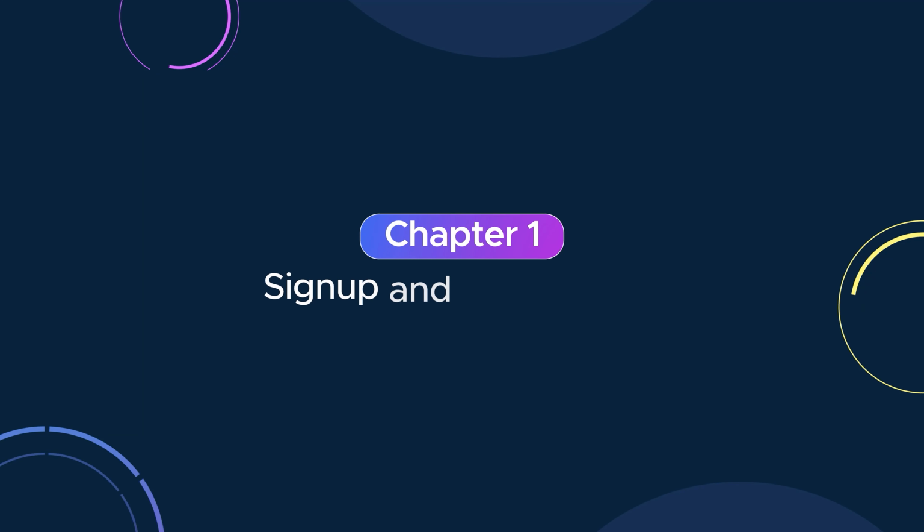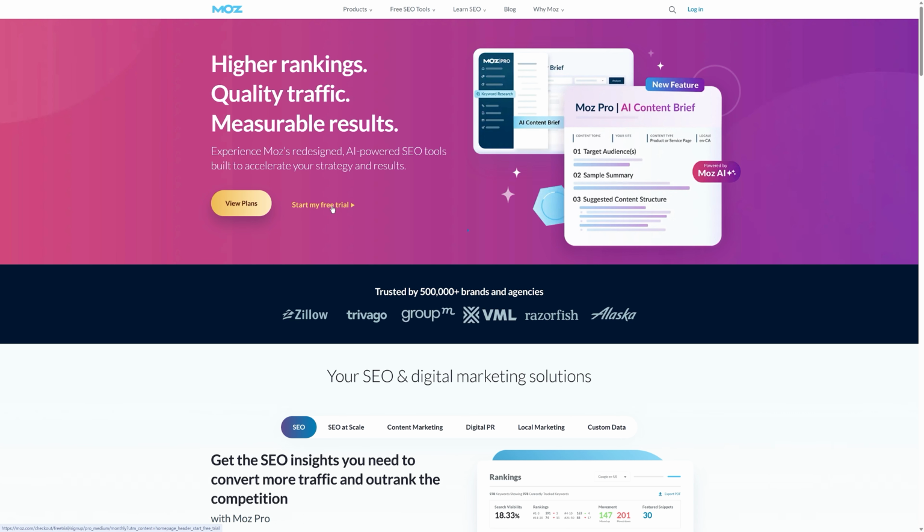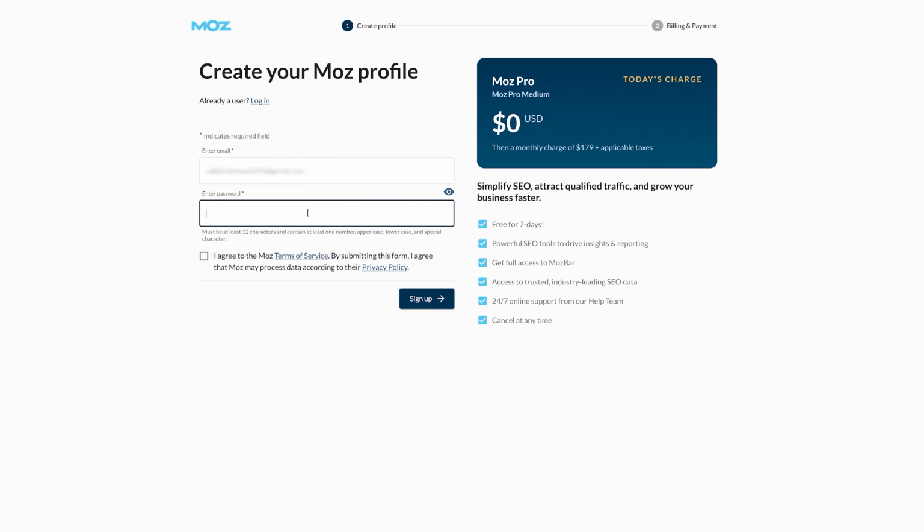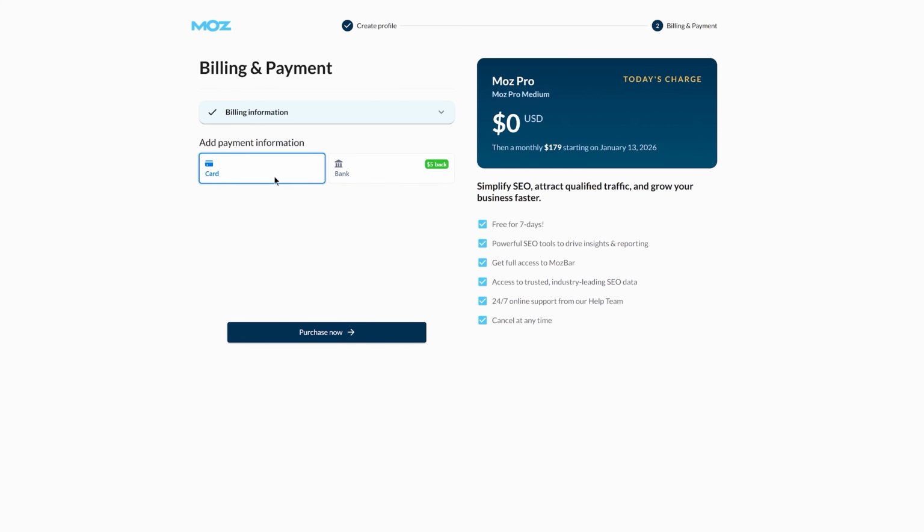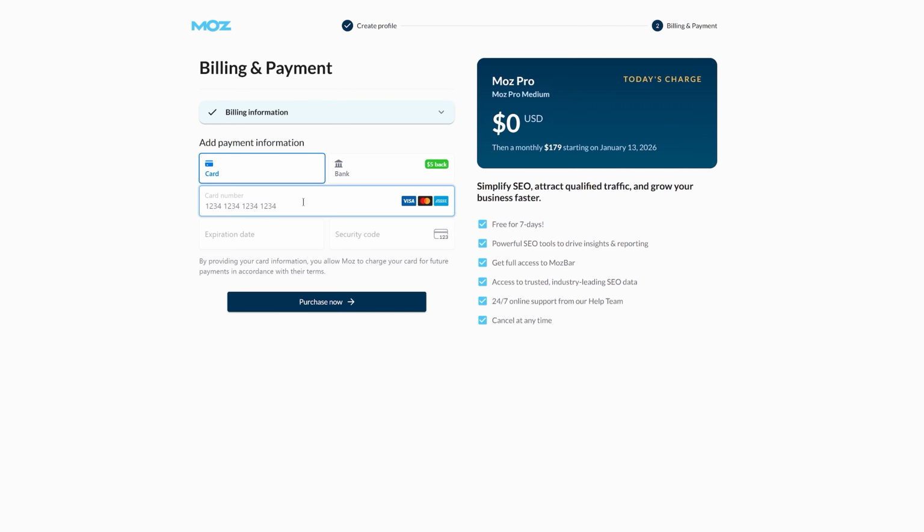Chapter 1. Sign up and onboarding. Click the link in the description to create your Moz account and access the 7-day trial for free. You will have to provide a valid credit card for the trial to activate, but don't worry, you can easily cancel your subscription before the trial period ends.